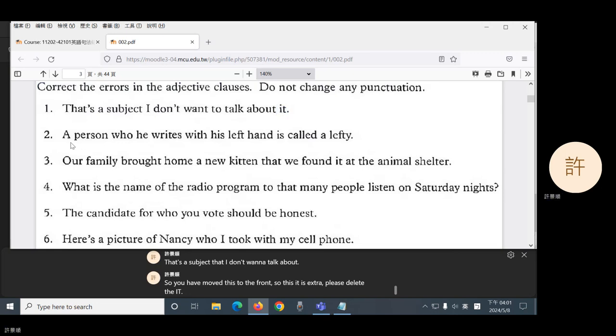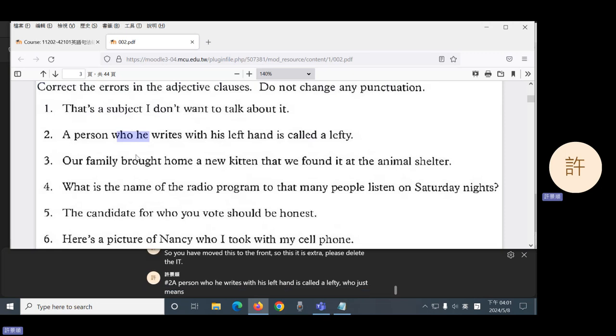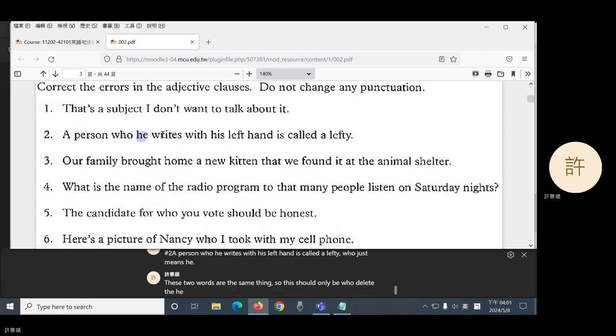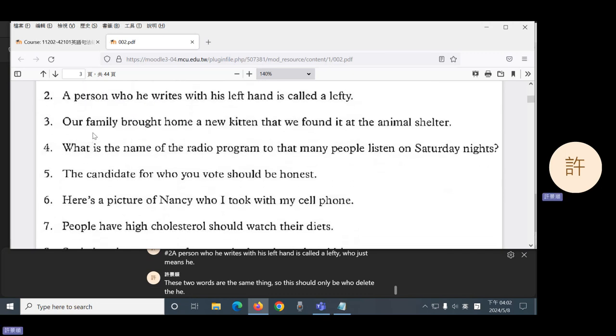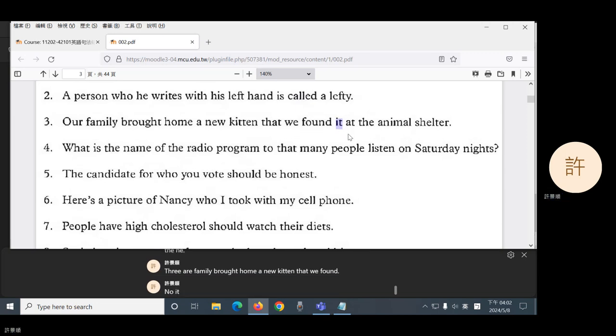Number two, a person who he writes with his left hand is called a lefty. Who just means he. These two words are the same thing. So this should only be who. Delete the he. Three, our family brought home a new kitten that we found, no it, at the animal shelter.